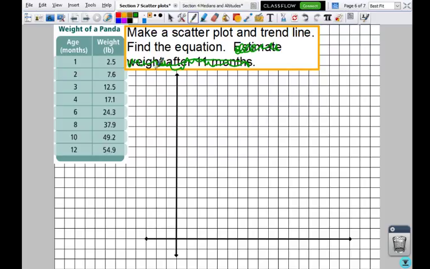So remember, this is your exit ticket. You're gonna do it on your own, and then we'll just check it real quick so you can see if you get the right answer.